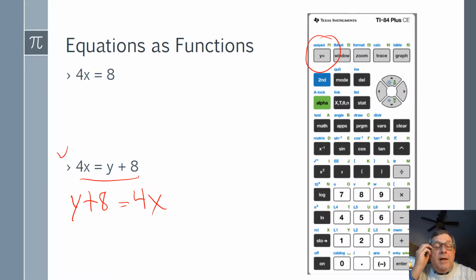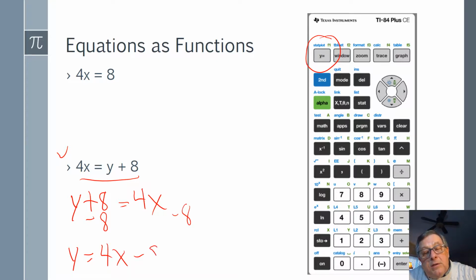Now, in order to get this in y equals something, and one thing we're going to learn is we're getting ready to put it in something that's called y-intercept form. We'll be talking more about that a little bit later. But I'm just going to subtract 8 from both sides of this. And so when we do, we're going to end up with y equals 4x minus 8. All right, now we've got that in the form that we can use our calculator to graph it.